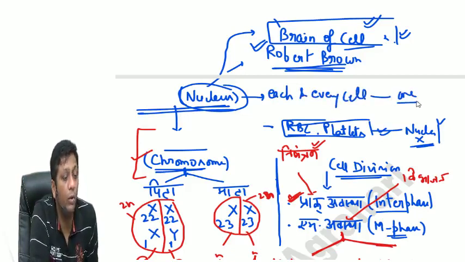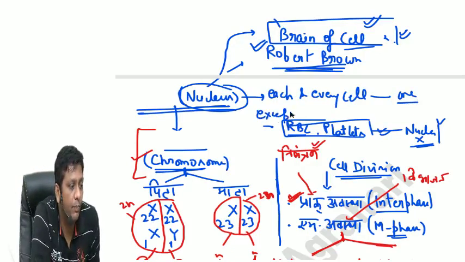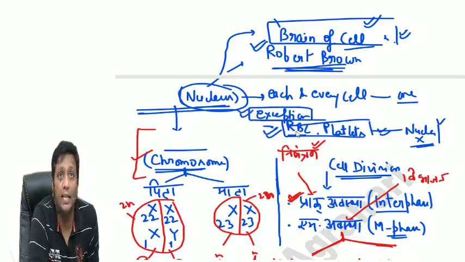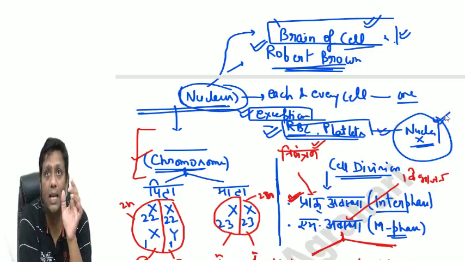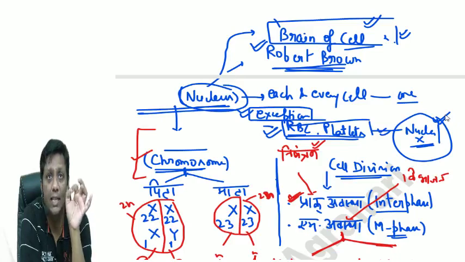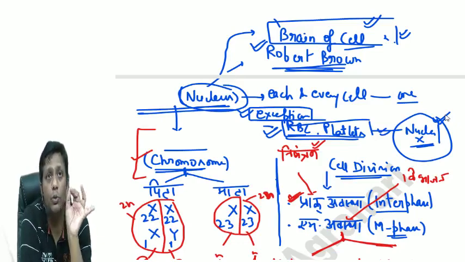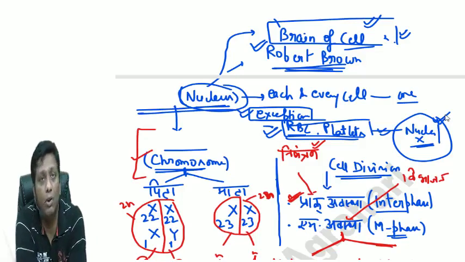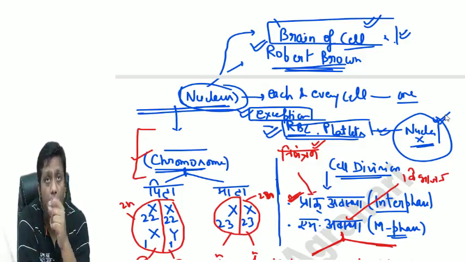Each cell has only one nucleus in human beings, guys. But there are a few cells which are exceptions. What are these? RBC and platelets. These are cells where the nucleus is absent, not present. Red blood cells and platelets are the cells where the nucleus is absent inside your body. So if this question comes anywhere, where is the nucleus absent in human beings, you say RBC and platelets. Red blood corpuscles are red blood cells, and platelets are responsible for blood clotting.